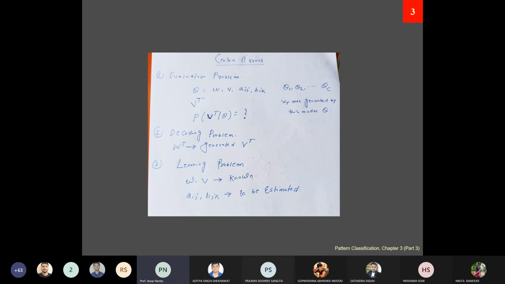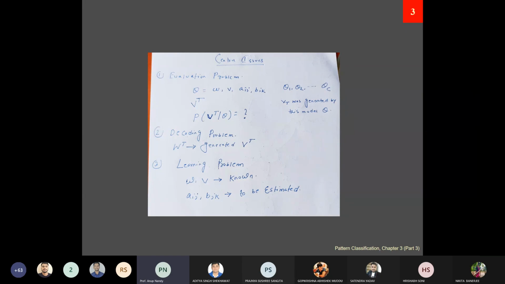Next is called the learning problem, and this is very important. Here W will be given to you, where W is your hidden state and V is your observation sequences, and you have to estimate these two parameters Aij and Bjk. So those are the three important problems that we will discuss in a couple of lectures. First is the evaluation problem, next is the decoding problem, another one is the learning problem.